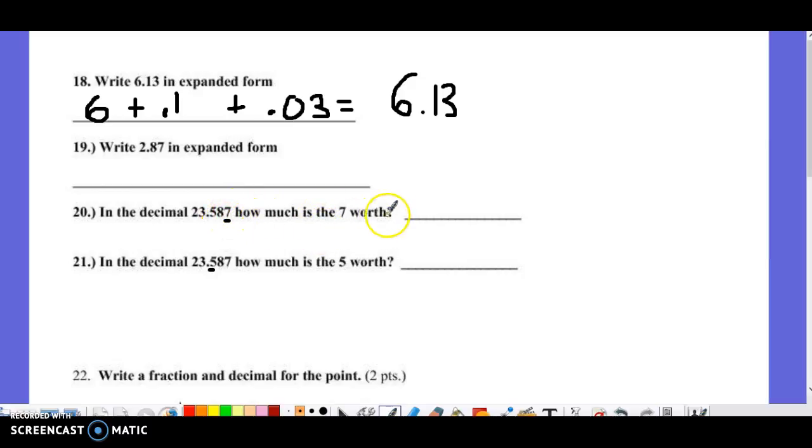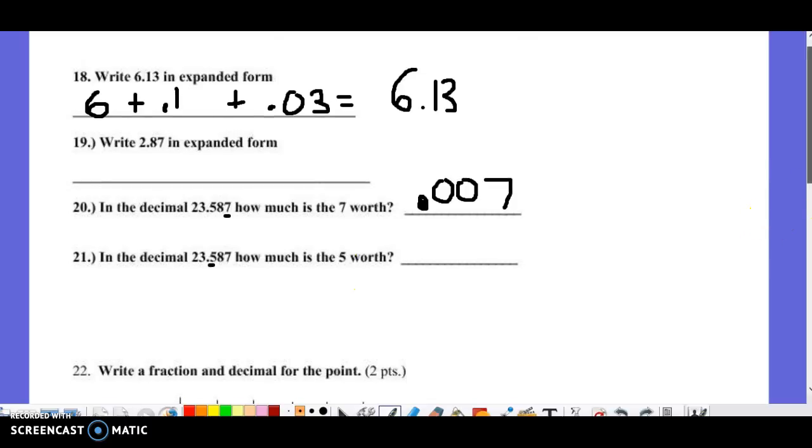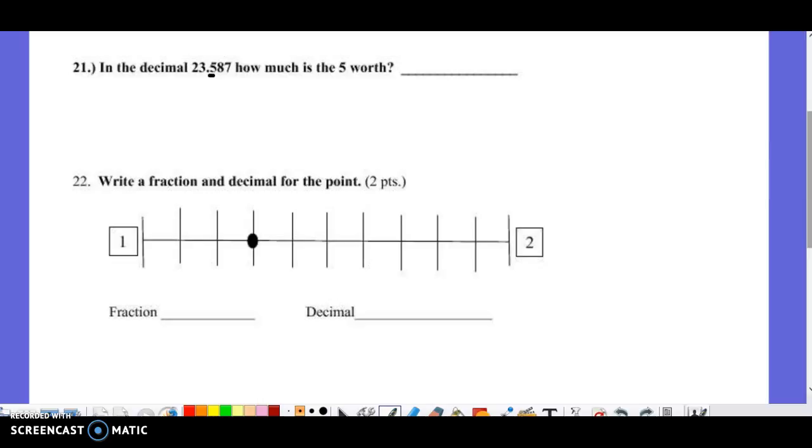This 7 is worth the thousandths because it's in the thousandths place value. So for this one, you can just copy down the answer, fill those other two place values with zeros, and place a 7 in the thousandths place value. You should be able to determine how much the 5 is worth based on this example. Once you finish these 4, slide down to question 22.